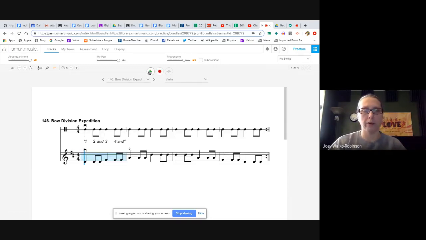Want to know a fancy word? What we just played was an arpeggio. A-R-P-E-G-G-I-O, arpeggio. That particular pattern of notes, D, F, A, and D, makes an arpeggio.